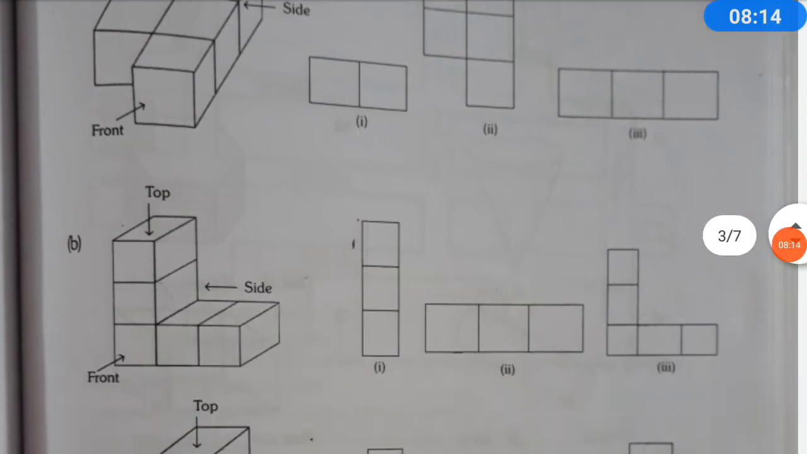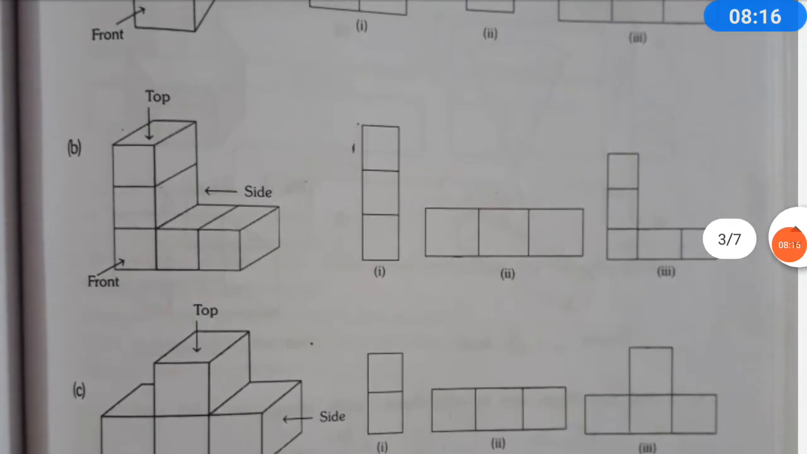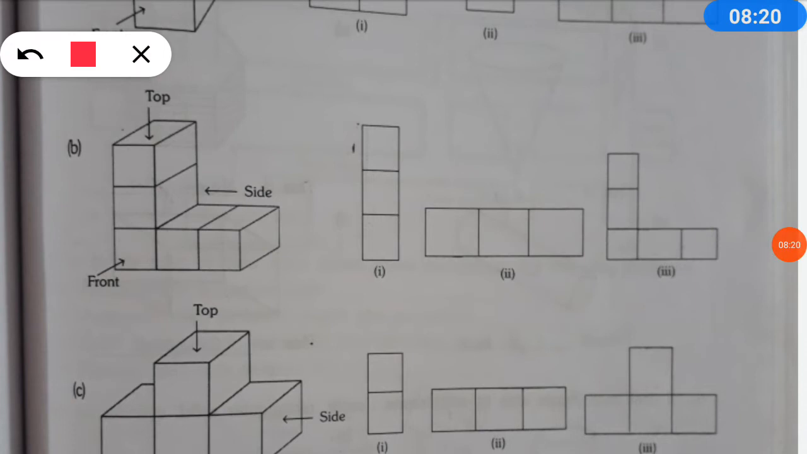Okay, so in this way you have to identify. How we identified, because in the diagram you can look over here, top, side and front view is already mentioned. From that only we identified the figure. Moving toward the B part of this question, here you can see this one is the top, this one is the side and this one is the front. So you can see that this part is the front, it looks like an L shape, isn't it? Top.